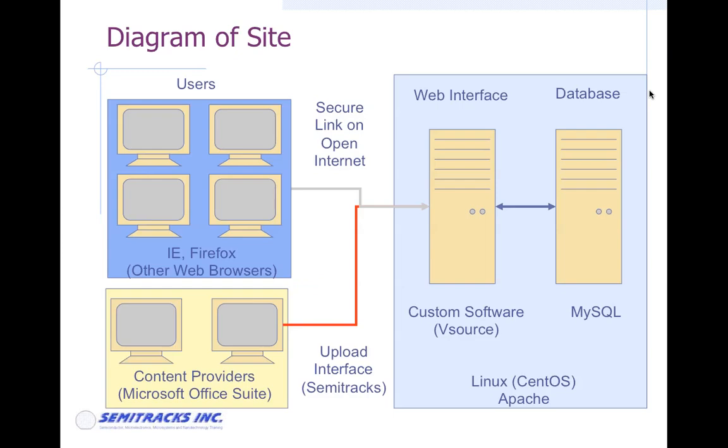If we look at a diagram of the site, our users would access through their web browser on a secure link on the open internet. Our content providers generate material using, in general, the Microsoft Office suite, and that upload interface occurs directly through Semitracks. That material gets loaded into our database and web servers here, where they then serve up the content to our users.